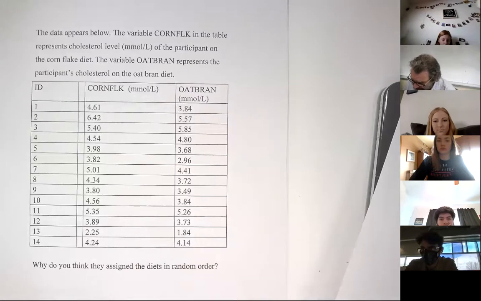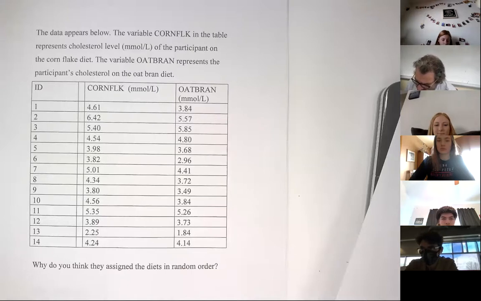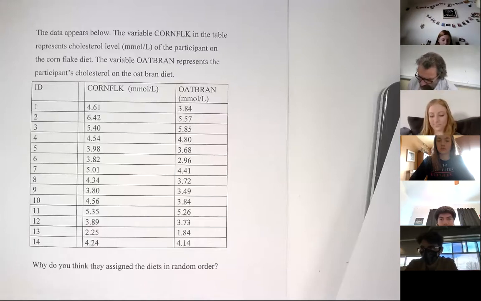Why do you think they were assigned the diets in random order? And that was because being in the experiment might lower your cholesterol level. And so you have them split, half oat bran, half cornflakes beginning, and half oat bran, half cornflakes at the end. And so that tendency then will be canceled out.